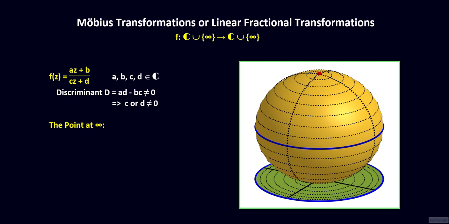Now let us examine what happens at the point at infinity. If c is not equal to 0, and if z equals minus d over c, the denominator of f of z will be 0. But the numerator, which is a times negative d over c plus b, is non-zero, since ad minus bc is non-zero. And so the absolute value of f of z will tend to infinity if z tends to minus d over c. Therefore, defining f of minus d over c as the limit of f of z as z tends to minus d over c, f of minus d over c is infinity.